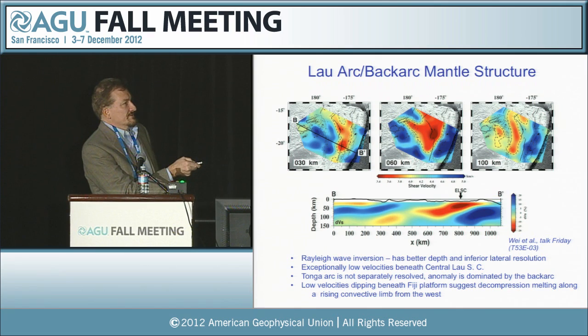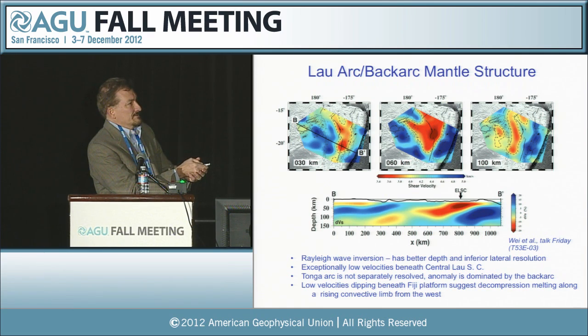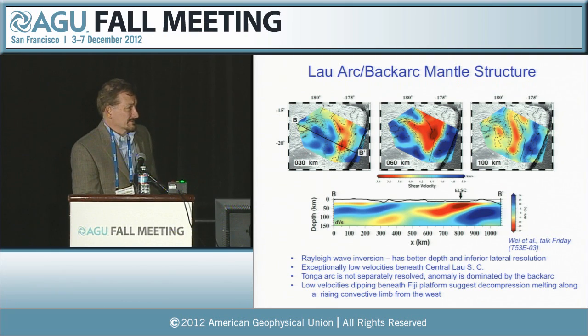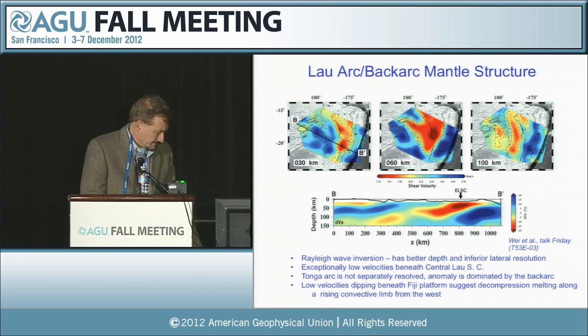Other sort of interesting things, this is the central Lao spreading center here, and then this is the eastern Lao spreading center here, and it does look like the anomaly is sort of centered beneath the central Lao spreading center, which is propagating southward. So some of the ridge tectonics there may be linked to the deeper mantle processes.